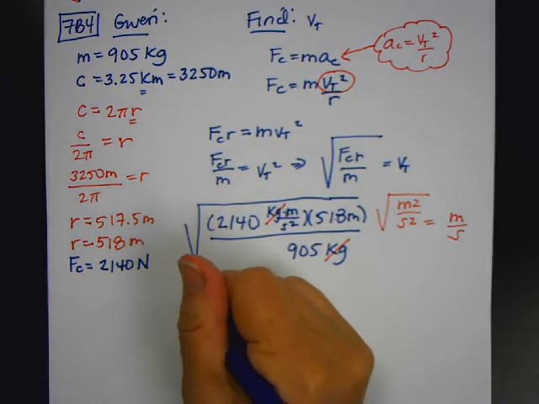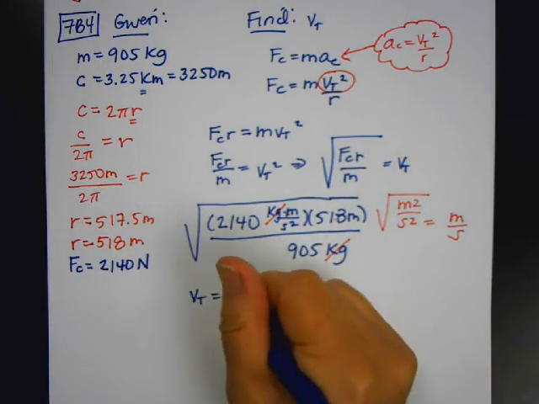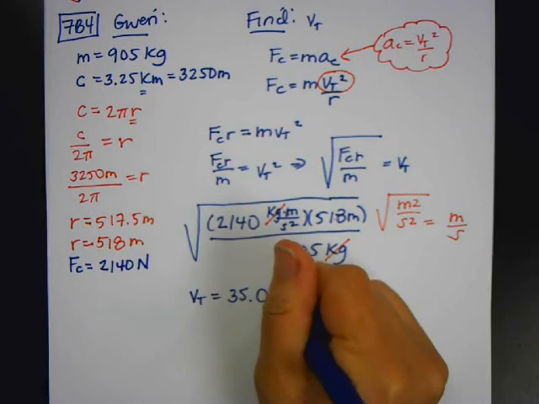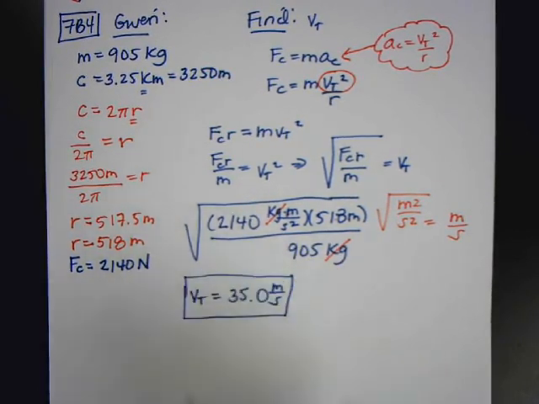So when I do it all on my calculator, I see that this comes out to be 35 meters per second. So when I do it like this, step by step, I'm less likely to make a mistake. Just doing it step by step. And that's it.